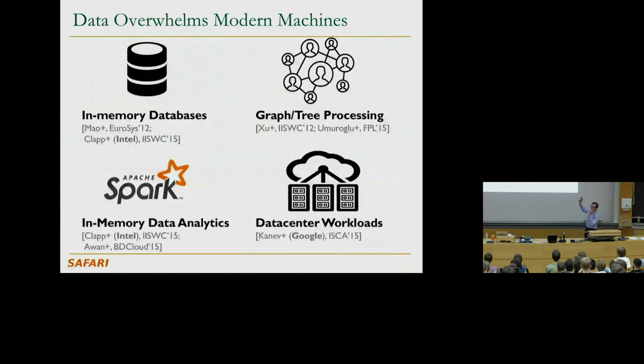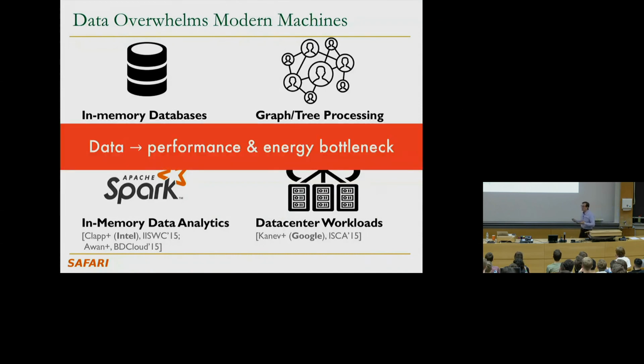Okay, there are other examples of this. It's not just genomics. There are a lot of workloads, like social networks, which use a lot of graph processing, but bioinformatics also uses graph processing. A lot of machine learning algorithms use graph processing. There are a lot of other workloads that work on a lot of data, and data usually is a performance and energy bottleneck.